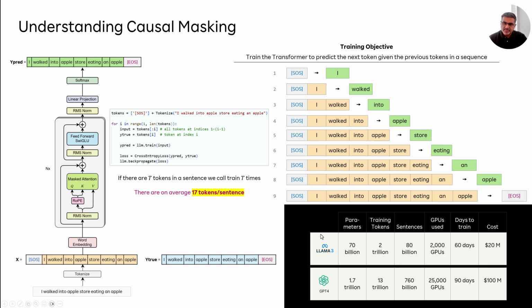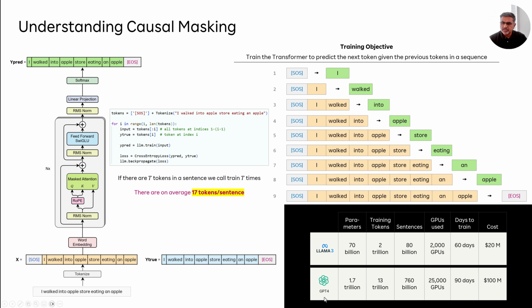Let's say you take Llama 3, which has 70 billion parameters. The number of training tokens that Llama 3 is trained on is 2 trillion tokens. It has about 80 billion training sentences in its training data set. And they trained on 2000 GPUs. It took them about 60 days to do the training. It cost about $20 million.